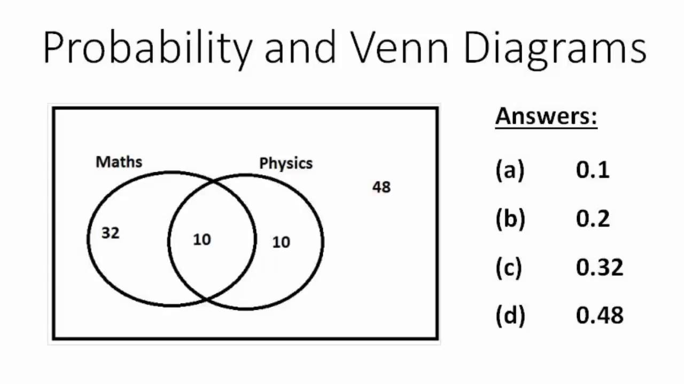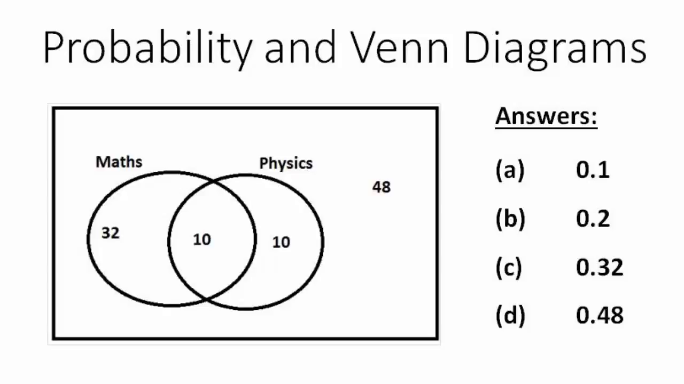That's 0.2. But by part C, you definitely do need the Venn diagram, I would argue. Maths but not physics. Okay, that is the 32 students to the left of that Venn diagram. As there's 100 students involved in total, we've got 32 divided by 100, and that answer is 0.32.